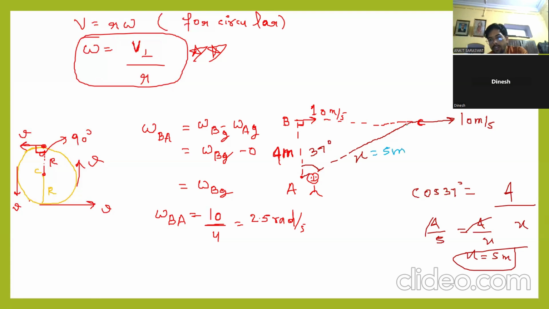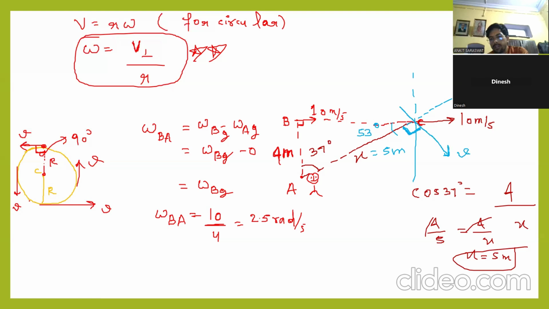If you look carefully, if this is 37 and 90, how much is this? 53. This is 53. Clear? Okay, sir. Velocity must be perpendicular to the R. So this component of this velocity is V. This should be perpendicular to R. That is the meaning of V perpendicular. Clear? This is R.